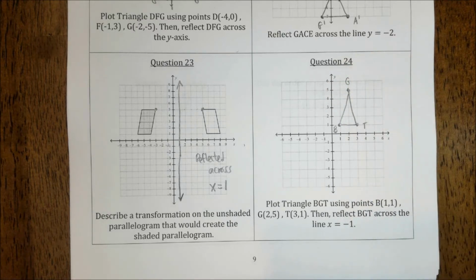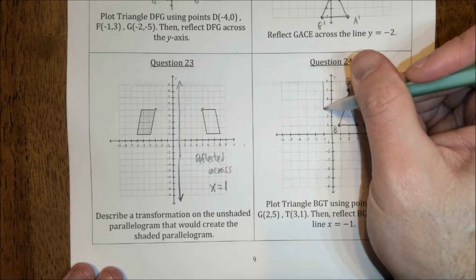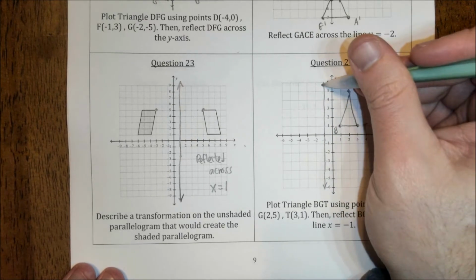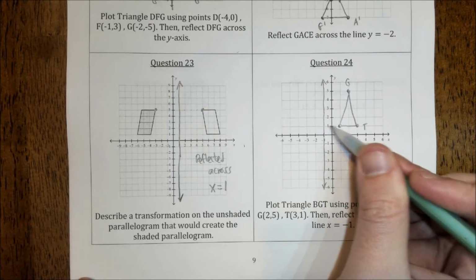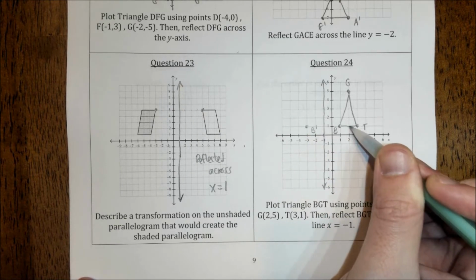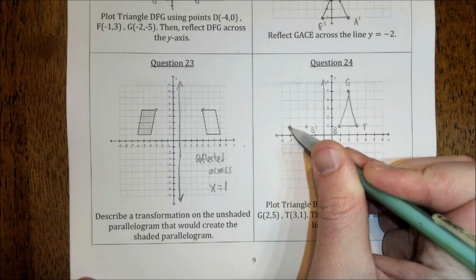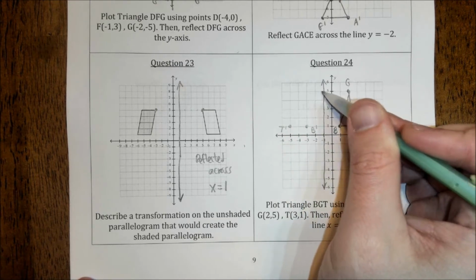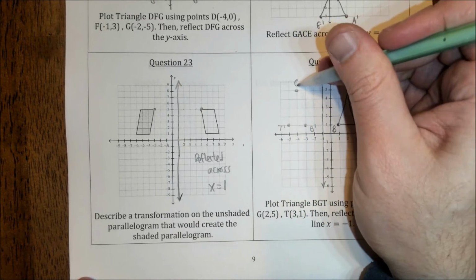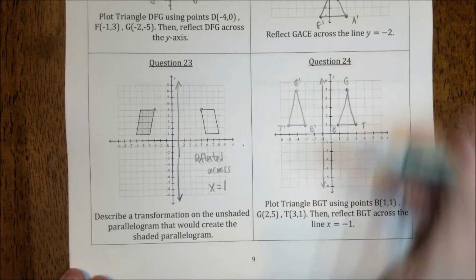Then it says reflected across the line x equals -1, which is right here. This line hits the x-axis at -1. So let's reflect. This is 2 to the right, let's make it 2 to the left. This is 1, 2, 3, 4 to the right, 1, 2, 3, 4 to the left. G is 3 to the right, 1, 2, 3. Let's make it 3 to the left. Let's connect them, and we have our shape reflected.